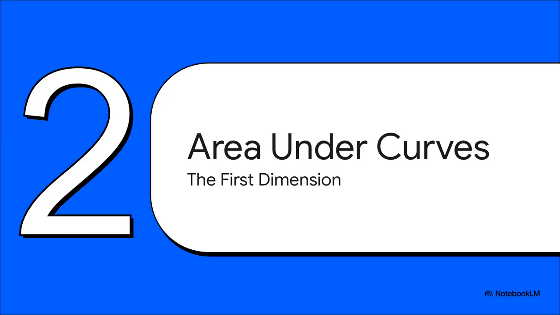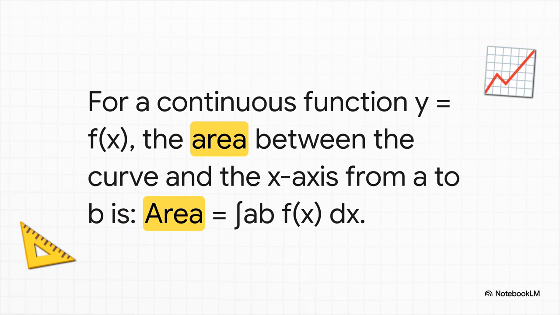Okay, let's put this idea to work. We're going to start with our first practical application, finding the area that's trapped between a curve and the x-axis. This formula right here, this is your key. That long S shape is the integral sign, and it basically just means sum it all up. So we're summing up the function's height, which is f of x, across all these tiny little widths, from our starting point a to our end point b. And as you can see in the animation, what you get is the precise shaded area under that curve.